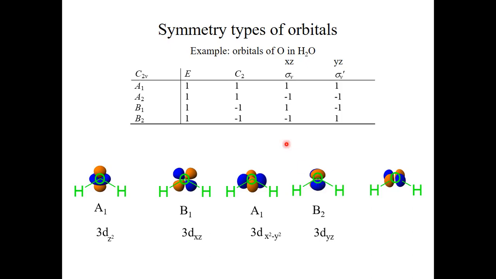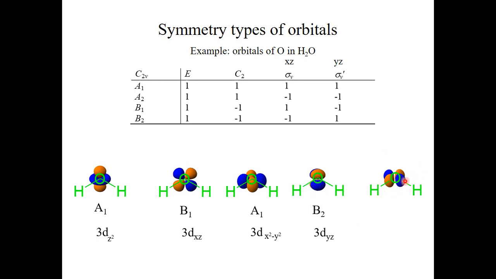Now, on the other hand, the sigma v mirror plane here in the plane of the molecule also changes the algebraic sign. And it does the same. It moves this blue lobe here to the front, this orange lobe to the back, this blue lobe here to the front, this blue lobe here to the back, and this orange lobe in the back to the front.